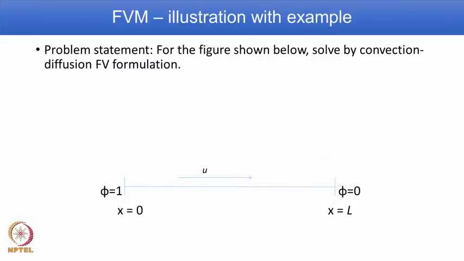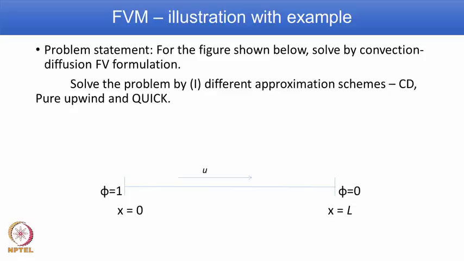Now, we will take an example problem and try to get idea about performance of these schemes. The problem statement is given here. The figure shown is for one dimensional, the flow is from left to right, x is from 0 to L, L is the length of the problem. Variable value at the left side is given as a boundary condition phi equal to 1. Similarly, the variable value phi equal to 0 is given on the right side. The question is solve the problem by different approximation scheme CD, pure upwinding and quick.